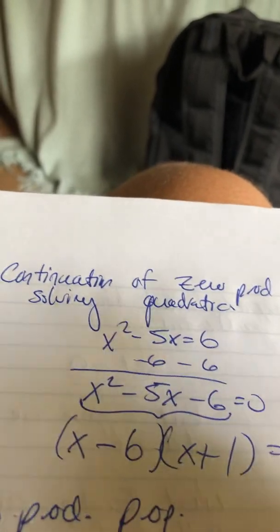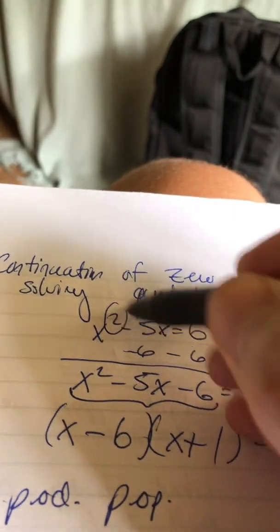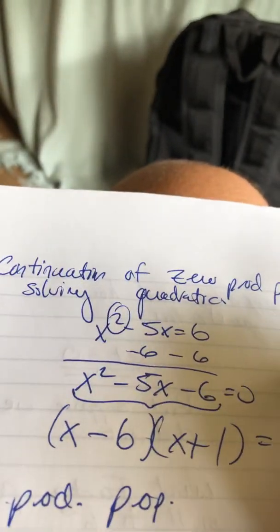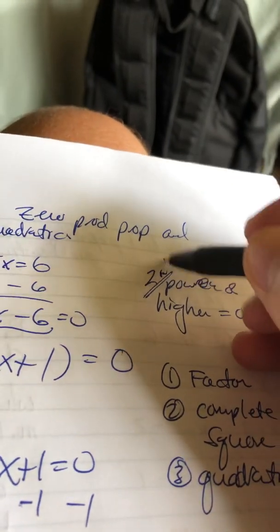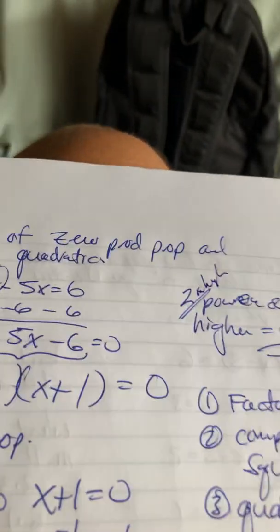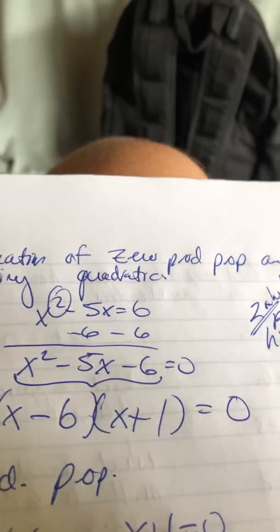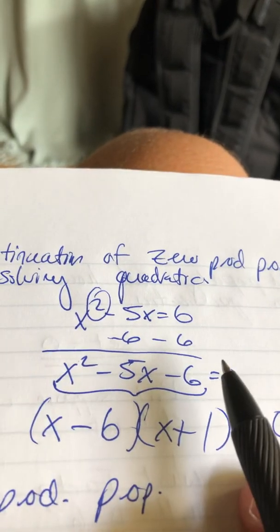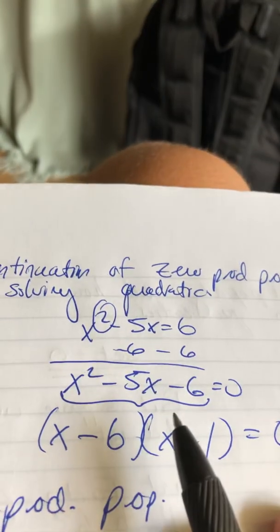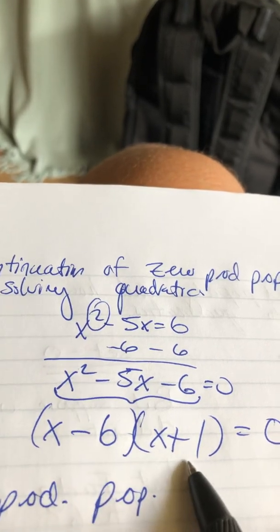Real quick comment. Anytime you have a power at this spot that is 2 or higher, you want to set it equal to 0, okay? Now, x squared minus 5x minus 6 is 3 terms, and we learned that when we have 3 terms, we use the AC method, and that will factor to x minus 6, x plus 1 equals 0.